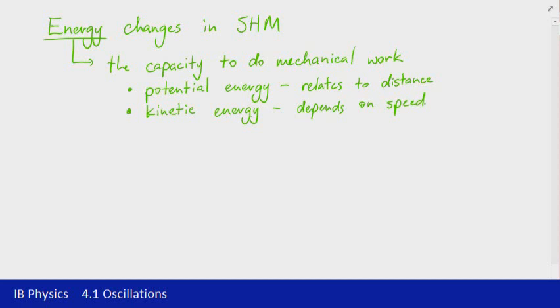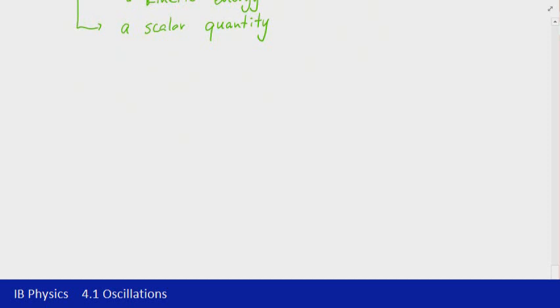The other thing that we need to have a look at here as well is that energy is a scalar quantity. It's important to note that direction is not relevant when you're talking about energy, so it's simply the ability to do something. The direction doesn't really have any meaning in that sense. Now, in order to look at these energy changes that occur, we're going to consider a mass on spring oscillator.